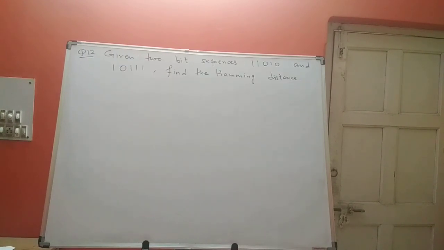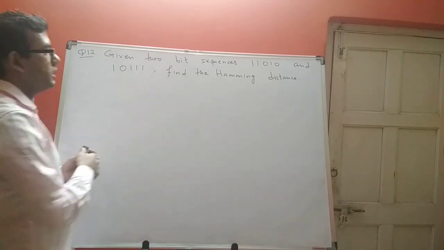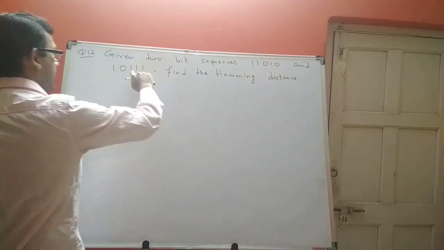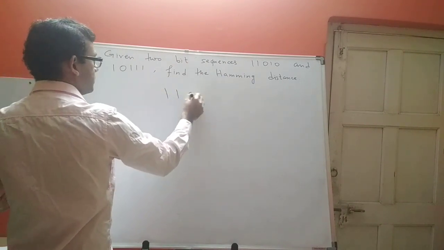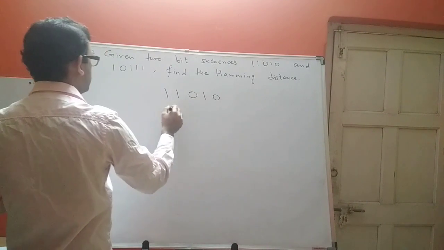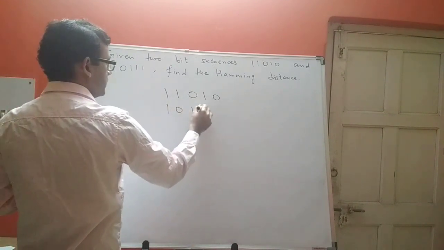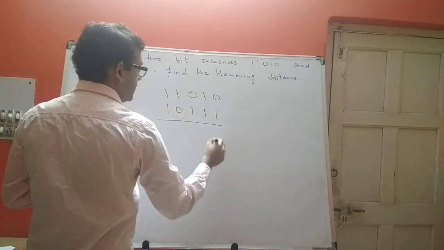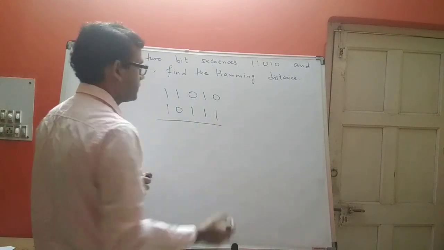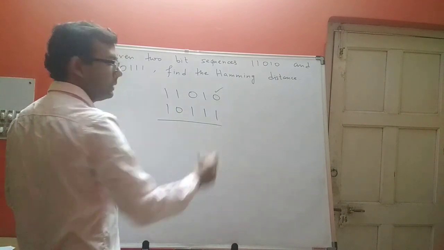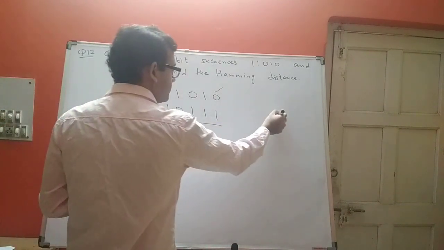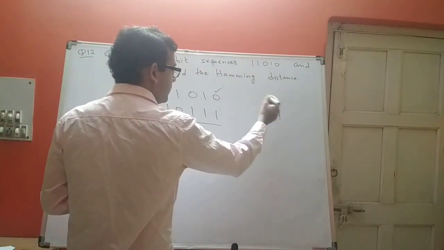So please copy down this question. You have been asked to find the Hamming distance between this bit sequence and this bit sequence. So how do you find the Hamming distance? I'll show you. This is your first bit sequence and this is your second bit sequence. Now you check the corresponding bit positions. So I'll check the least significant bit position. I can see that the bits are differing. So I'll increase my Hamming distance count by 1.